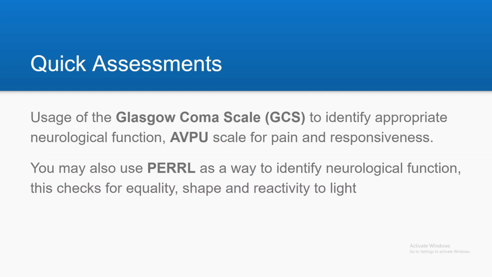Now moving on to quick assessments. As mentioned earlier, the Glasgow Coma Scale is used to identify appropriate neurological function. You may use the AVPU scale for pain and responsiveness. You may also use PERRL as a way to identify neurological function, to check for pupil quality, shape, and reactivity to light.